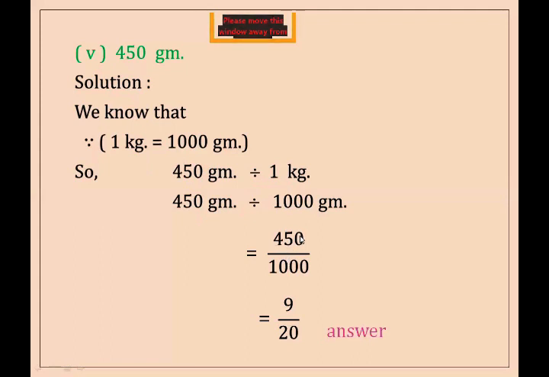So again the cancellation is performed here. 0 to 0 is cancelled, and 45 upon 100 is remaining. Here we cancel by 5. 5 9s are 45 and 5 2s are 10, and 0 as it is. So by the simplification by 5, here we have the answer 9 upon 20.